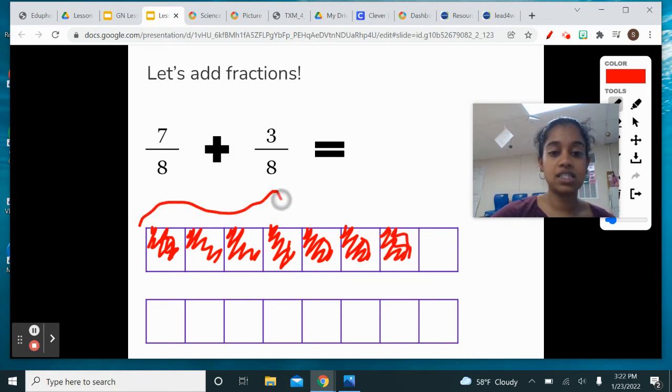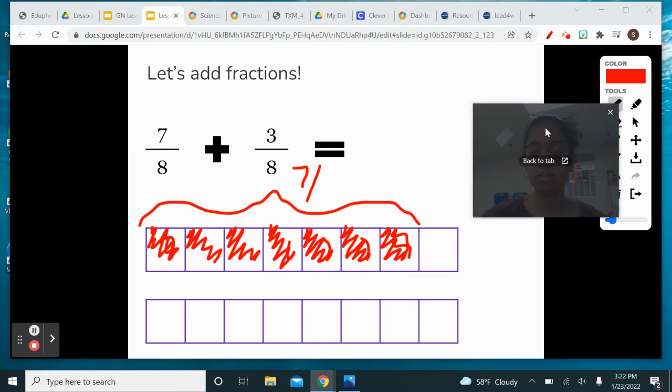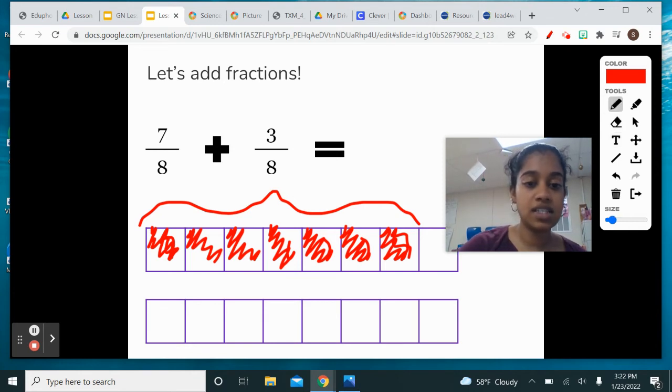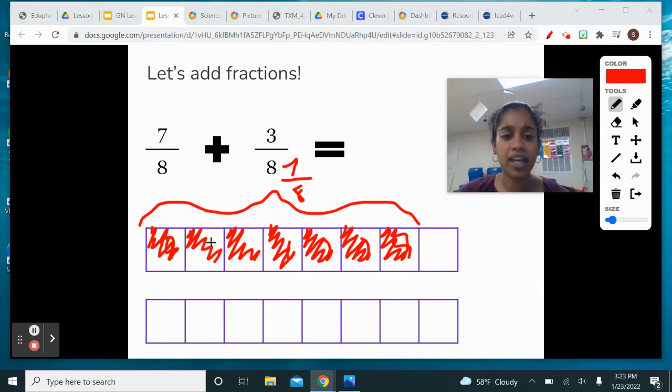So all of this is 7. Oops, sorry. Let me go ahead and fix that just a little bit so it's not too confusing. All right. So this is 7/8, right? Now I want to go ahead and let's say again, this is a cake, right? And I cut that cake into 8 pieces. I want 7 of those pieces. But you know what? I changed my mind. I actually want to add 3 more pieces to that. So let's go ahead and add 3 more pieces.